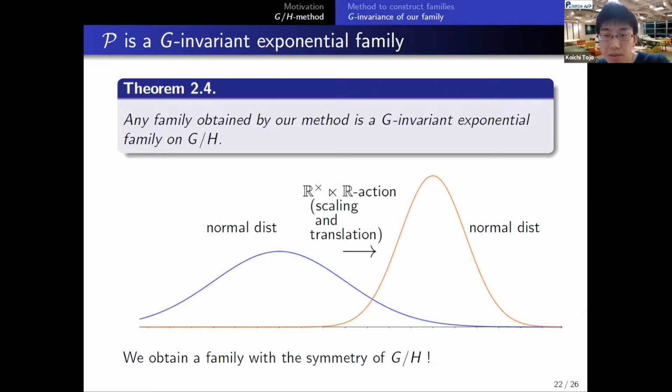In general, if we choose a high-dimensional representation, then we obtain a family with big parameter spaces. To generate the categorical distribution, we use the symmetric group and the natural representation. It is a simple family of distributions obtained by our method.